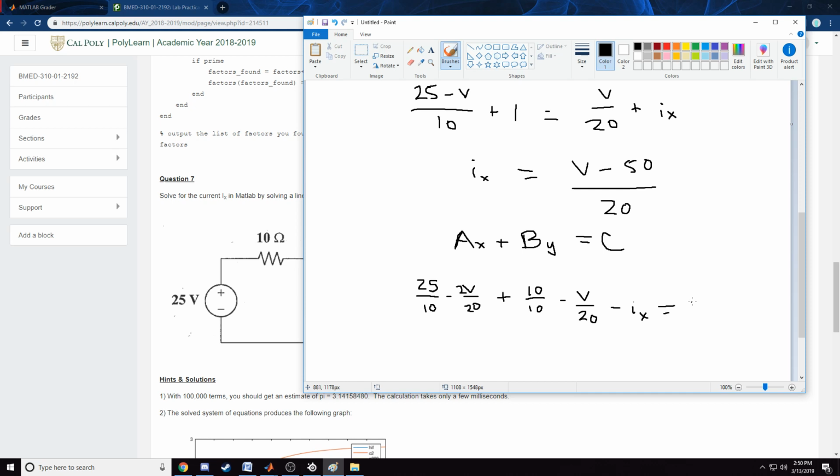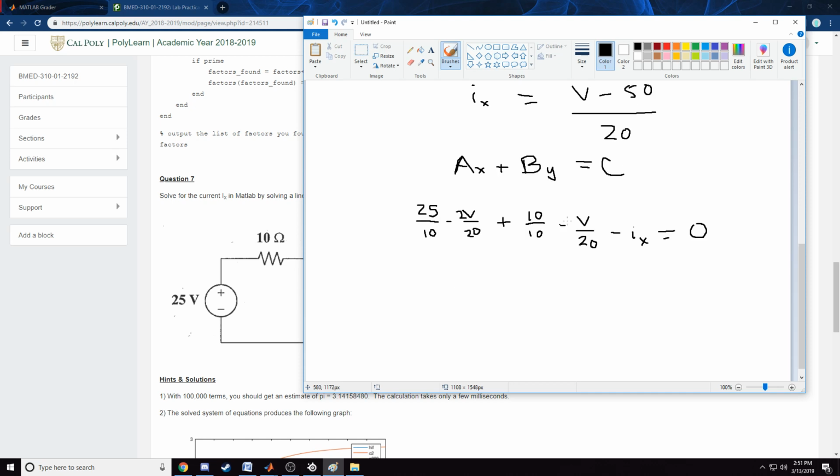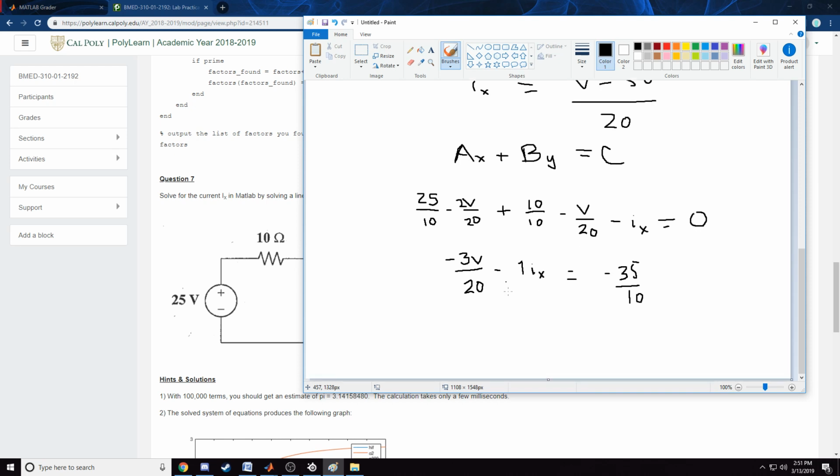From here, we'll simplify some terms. This is negative 2V and negative V, so it's negative 3V over 20 minus 1 Ix is equal to, the term that doesn't have a variable, 25 over 10 and 10 out of 10. So this is 35 over 10. On this side it's negative, so we'll do that. In our other equation, we have Ix is equal to V over 20 minus 50 over 20. So a pretty simple one here.